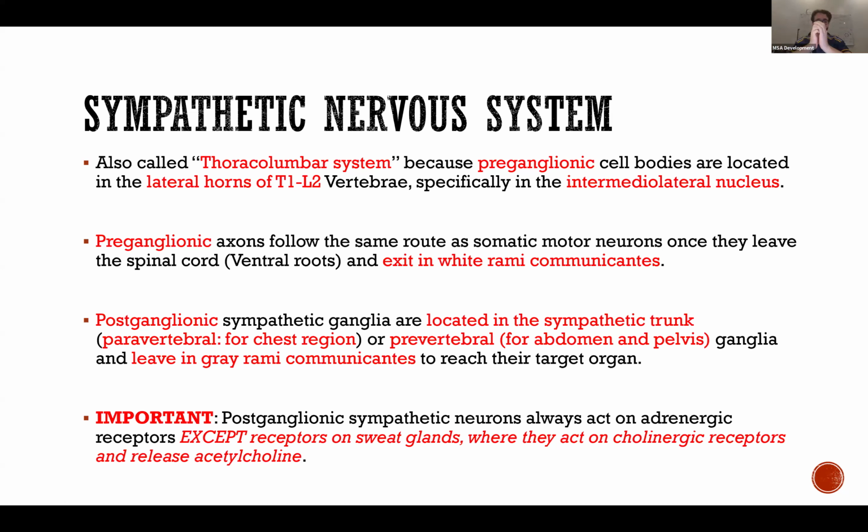Okay? Now we have one more important piece of info that you absolutely must know because we were asked about it in last year's foundation final. I still remember the question. And that information is that postganglionic sympathetic neurons always act on adrenergic receptors. That's what we have been saying for the past, I don't know, 10 minutes.